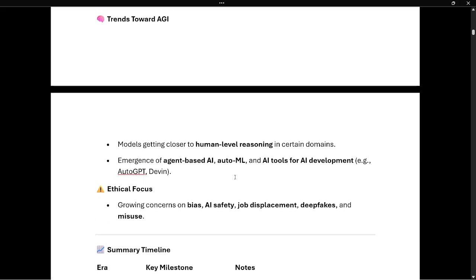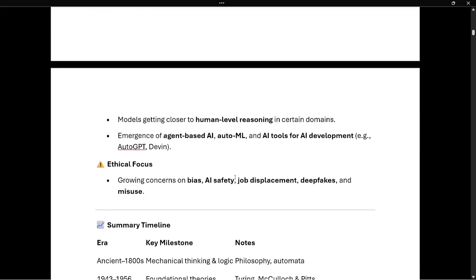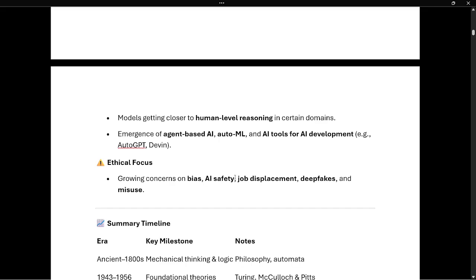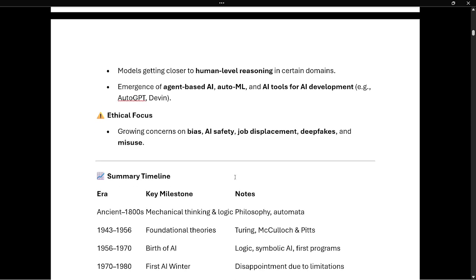So what was the ethical focus? There are growing concerns about bias, AI safety, job displacement, deepfakes, and misuse. If you are training with biased data, what is the safety of AI? There are also job displacement, deepfakes, and misuse. These are basically the ethical focus in the case of AI.